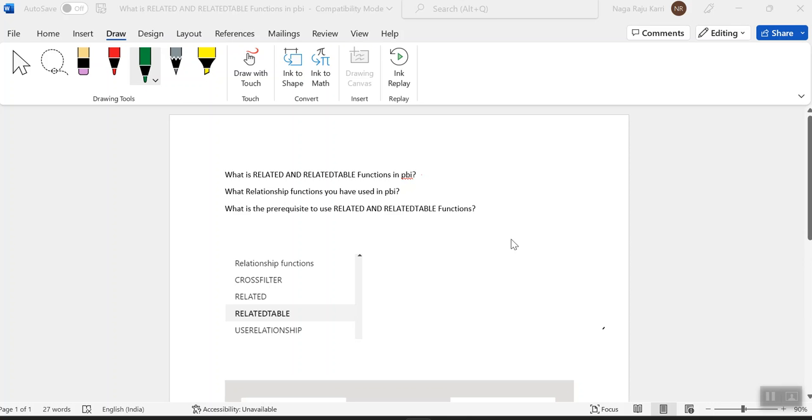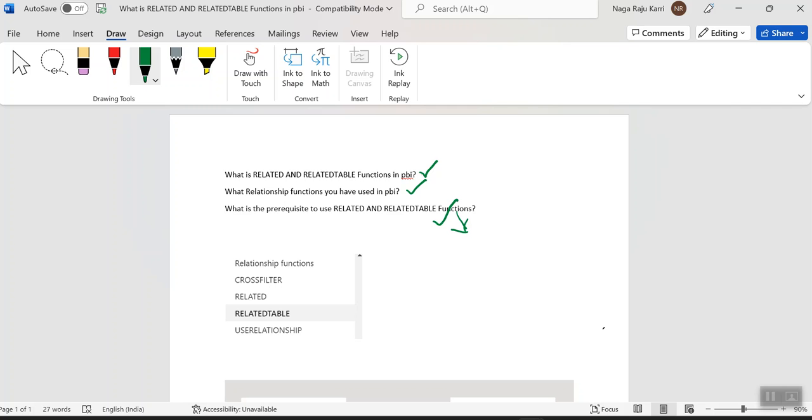Here are a few ways of asking the same question. Directly it can be like, what are the RELATED and RELATEDTABLE functions in Power BI? So this is the direct way of asking. Some people may ask, what relationship functions have you used in Power BI? And a few people are asking these days, what is the prerequisite in order to use RELATED and RELATEDTABLE functions? So let's start from here.